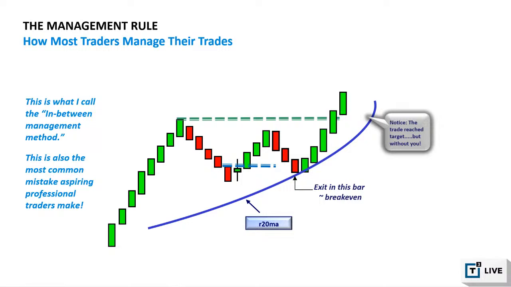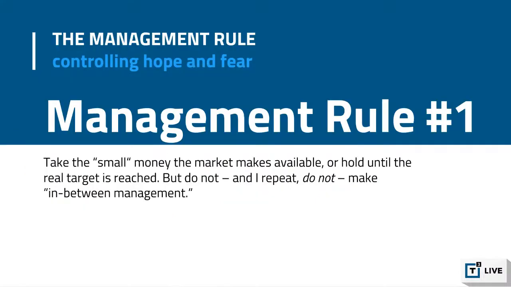Take it from me. So here's the rule. Take the small money the market makes available, or hold until the real target is reached, but don't make the in-between management mistake. Does that make sense?